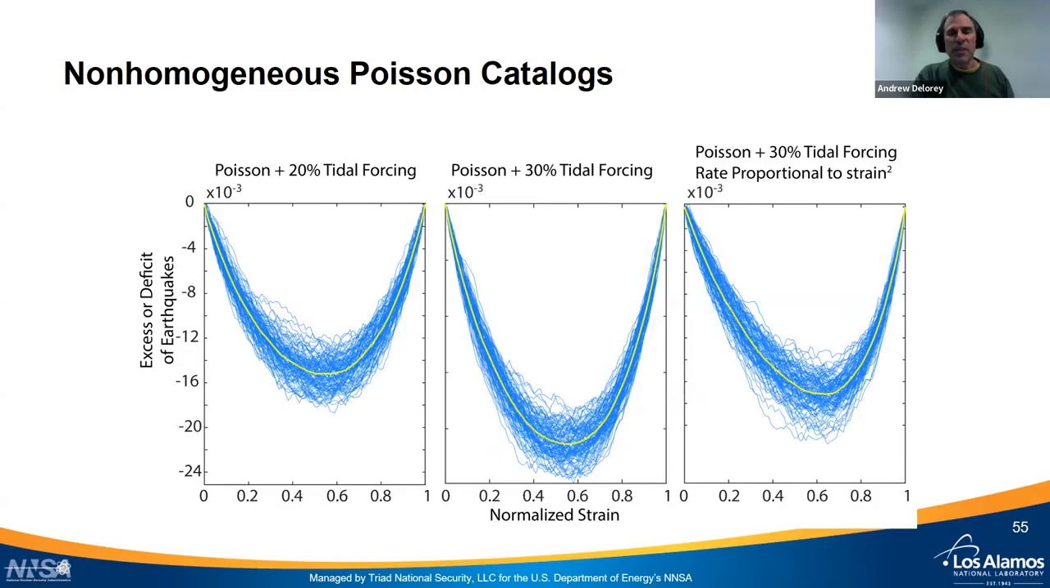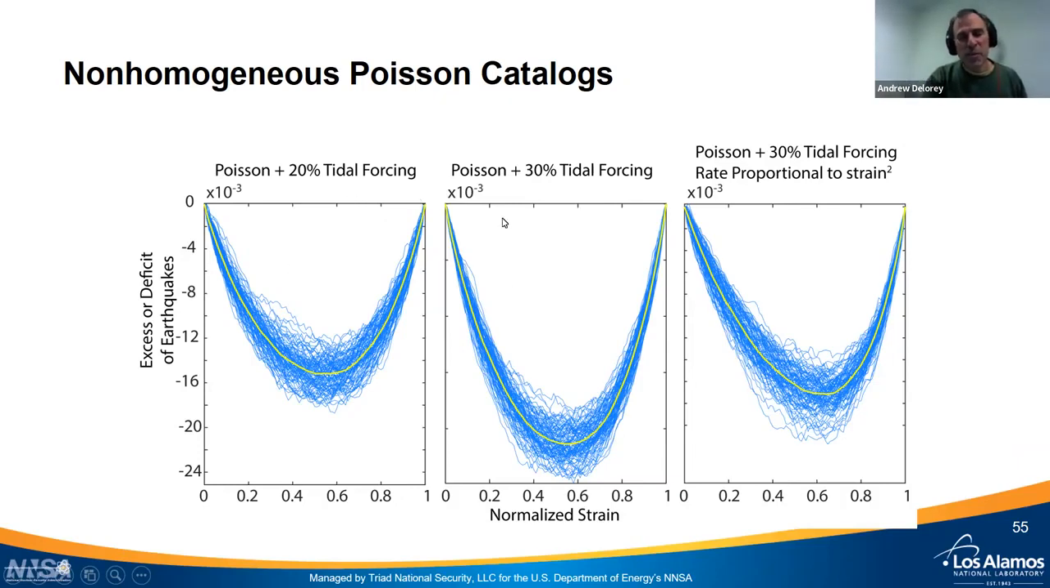So what I've done is I've done some other synthetic catalogs. I've done a non-homogeneous Poisson catalog with 20% tidal forcing. That means that the tidal forcing is 20% of the background rate, and it looks like this. That's on the left-hand side. You can see that now the curve goes below. That means that down here, there's a deficit of earthquakes at lower tidal strains. That's because more of them are at higher tidal strains.